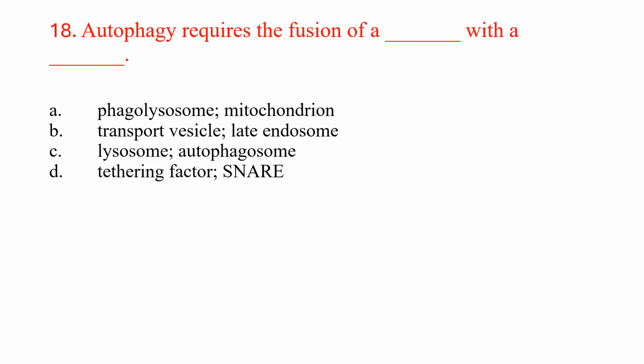For 18, autophagy requires the fusion of blank with a blank. Is it A, phagolysosome and mitochondrion, B, transfer vesicle and late endosome, C, lysosome and autophagosome, or D, tethering factor and snare? The answer is C.